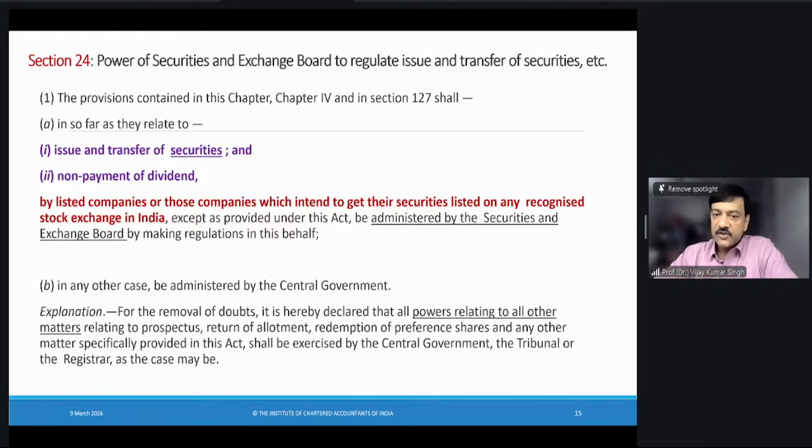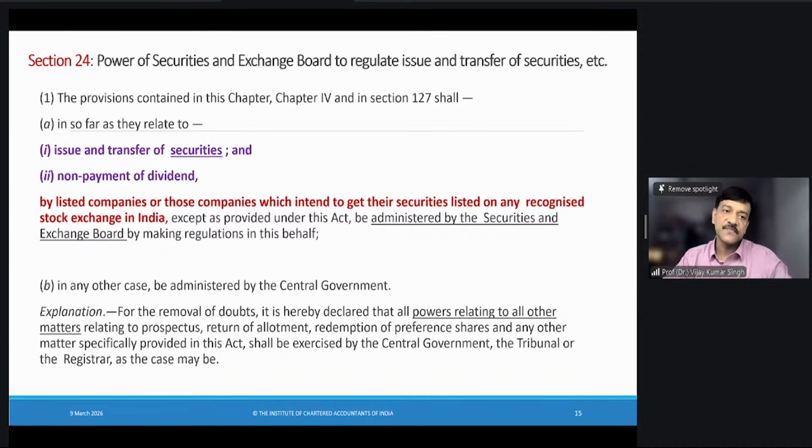Now, section 24 gives power to SEBI to make regulations. But what happens if the regulation is not made or regulation is pending? The Explanation gives you the detail about it. So it says, for the removal of doubts, it is hereby declared that all powers relating to all other matters relating to prospectus, return of allotment, redemption of preference shares, and any other matters specifically provided in this Act, the central government, tribunal, or registrar will have the powers, as the case may be.